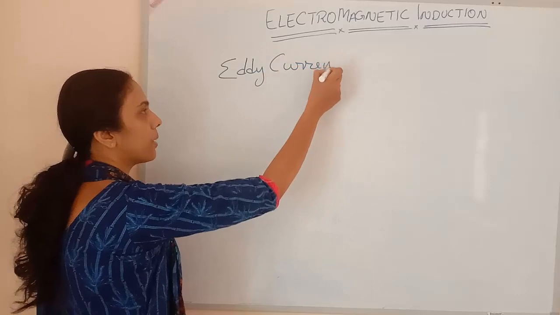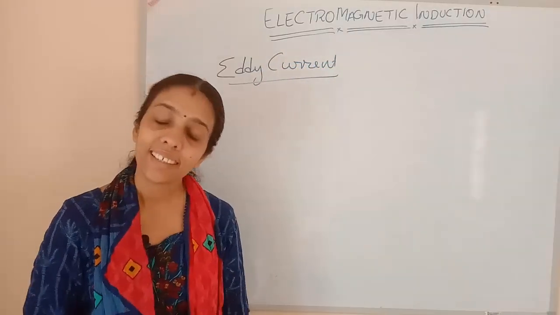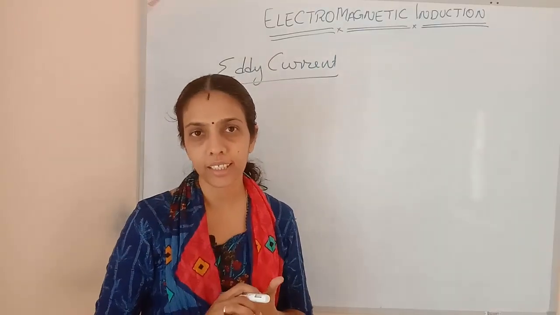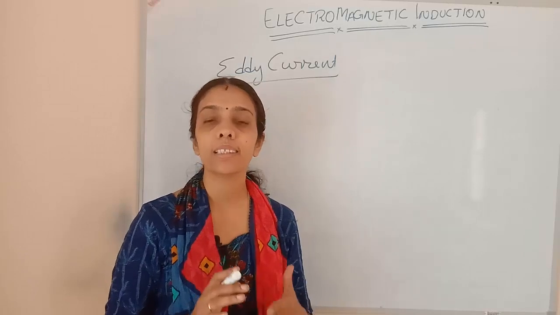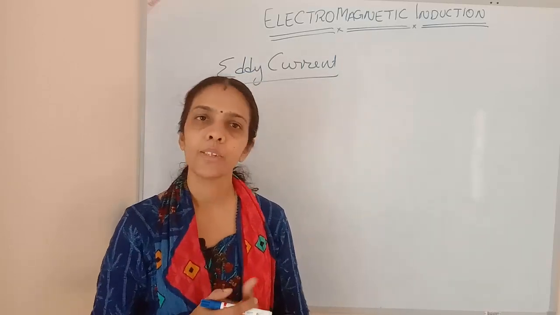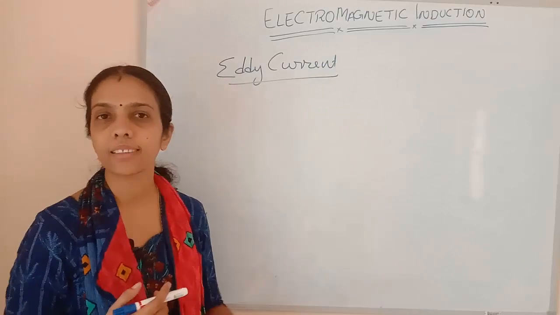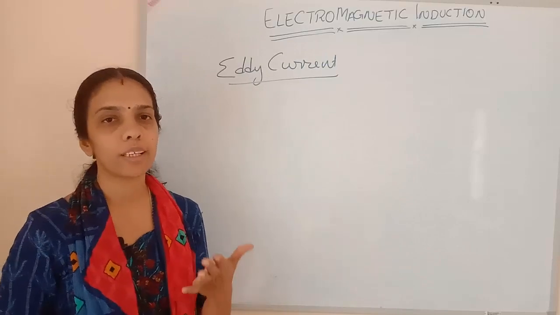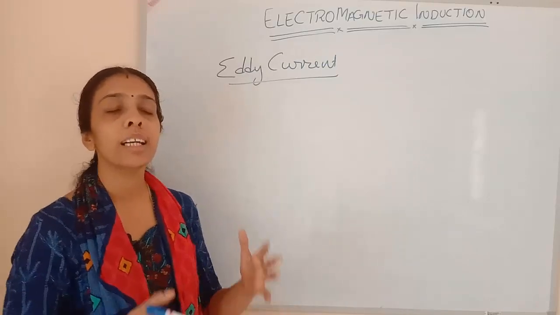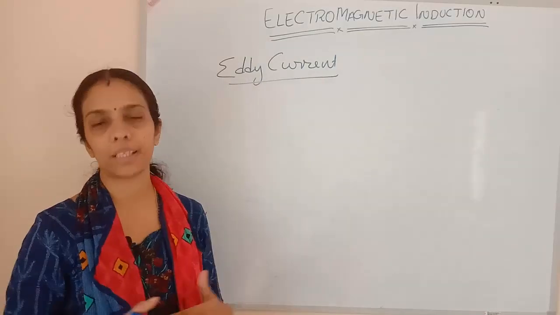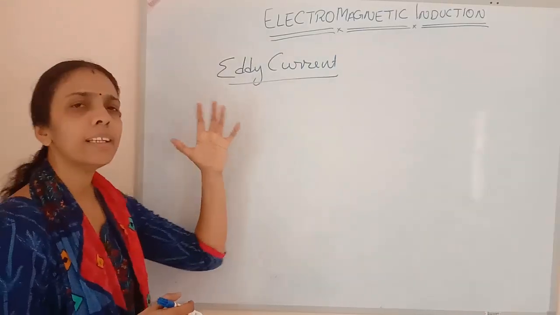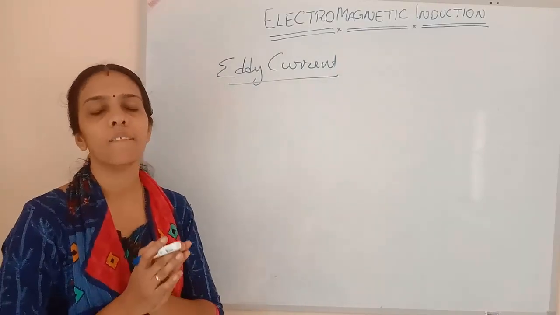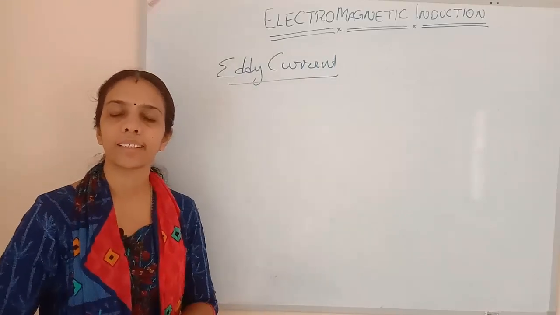So what is meant by eddy current? Eddy current is the current induced in bulk pieces of conductor when the magnetic flux linked with the conductor changes. We know that when the magnetic flux linked with a conductor changes, an EMF is induced in it, and the current developed because of that is called an induced current. Here, the process is happening in a bulk piece of conductor.